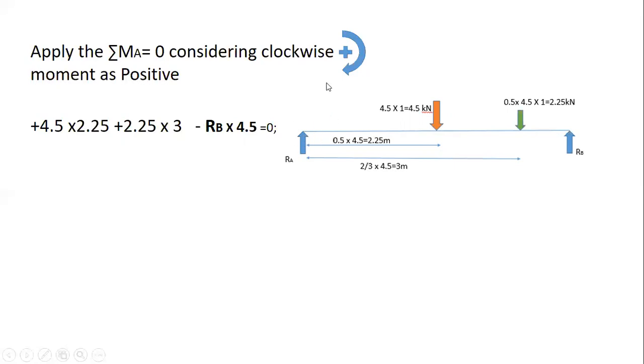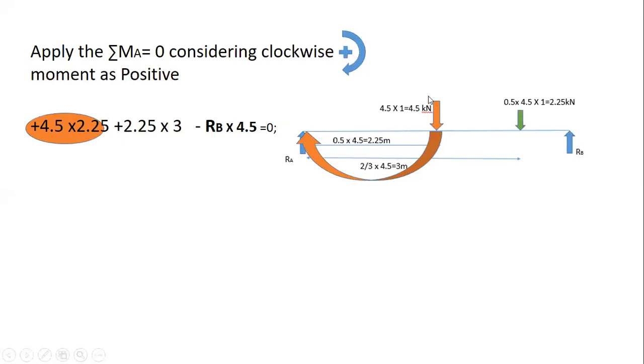If you consider the moment about point A, we know that moment is equal to force into perpendicular distance. This force is 4.5, and the distance at which it is acting is 2.25 meter from point A. Since we are finding about point A, it is creating a clockwise moment about point A. This point is fixed. If you apply the load in the vertical direction, it will try to rotate the object in the clockwise direction, so I have taken it as positive.